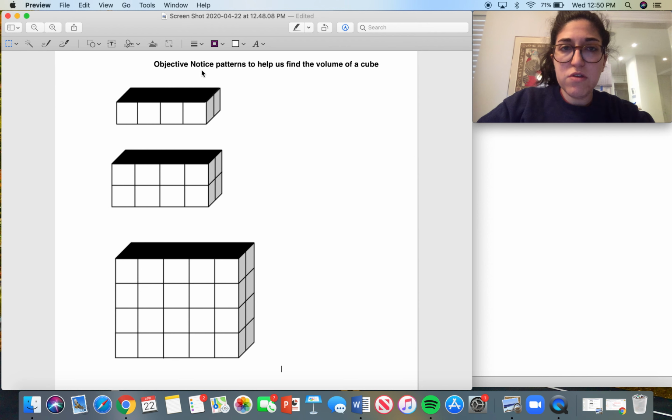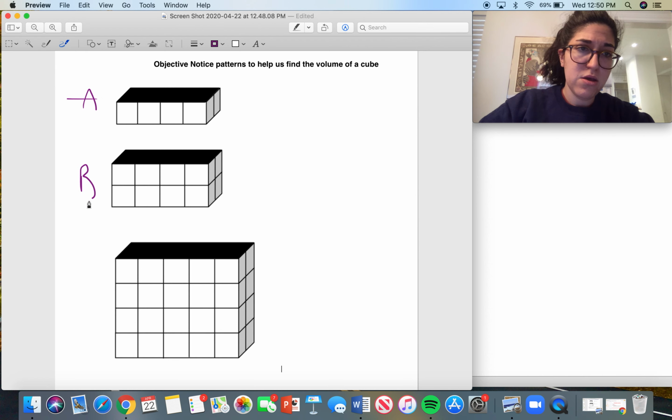So what I want to do today with you is look at some patterns that we see to help us find the volume of a cube. The way we're going to do that is we are going to start by counting the cubes to find the volume of this first structure. Let's call this one structure A, let's call this one B, and let's call this one C.